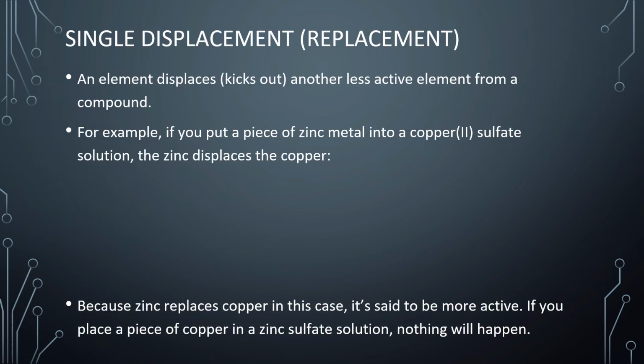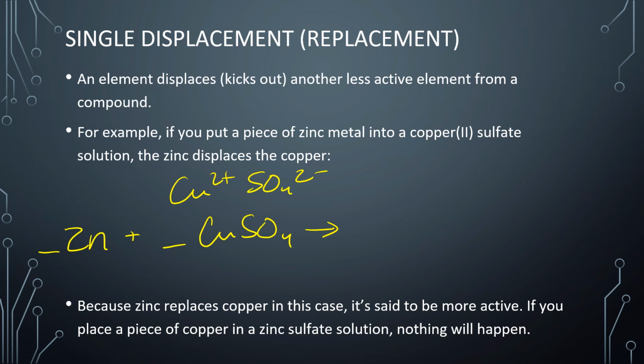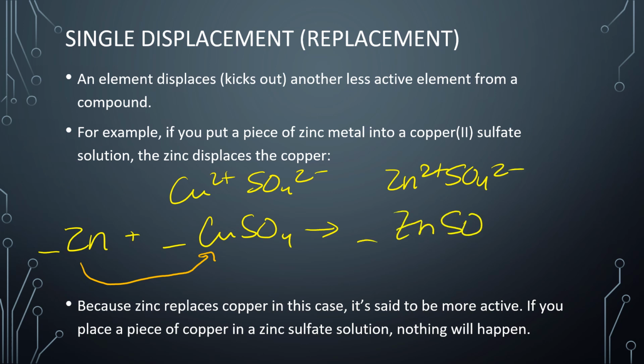So a single replacement or single displacement. One thing kicks out another element. So we have zinc metal being placed in something of copper 2 sulfate. So Cu 2 plus SO4 2 minus, CuSO4. When you crisscross, the zinc will come along and kick off the copper, and it will take its place. So you end up with zinc 2 plus SO4 2 minus. So the compound is zinc SO4 plus Cu. And luckily for us, when we balance this, it's just 1, 1, 1, and 1. So a single displacement reaction comes in and kicks off another element or displaces it.